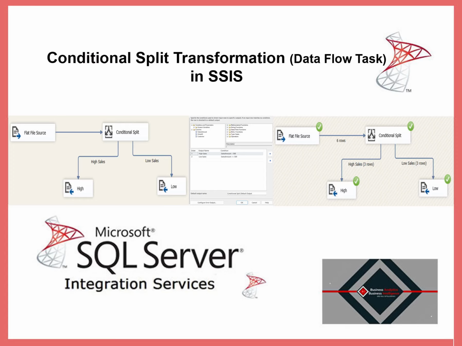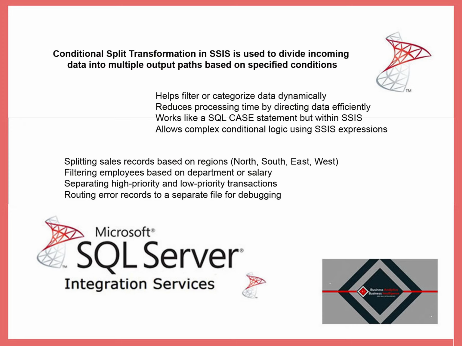This video is part of the series of SSIS tutorial videos. In this video, we are going to see about conditional split transformation in SSIS. So this transformation is used to divide incoming data into multiple output paths based on specified conditions.